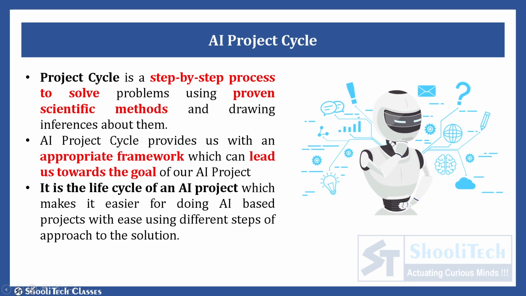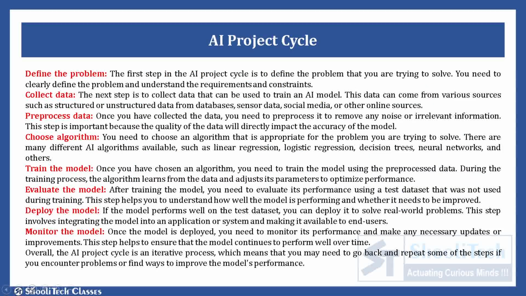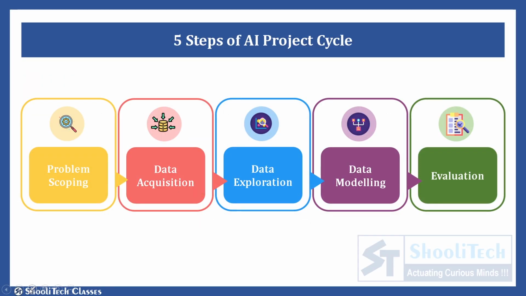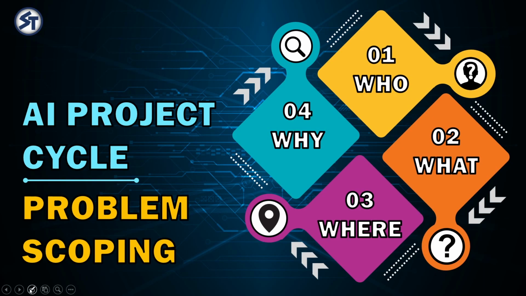In our last video, we have studied about what is AI project cycle. We understood the process of AI project cycle and the steps of AI project cycle. And today we will understand the first stage of AI project cycle, that is problem scoping. So without any further ado, let's get started.